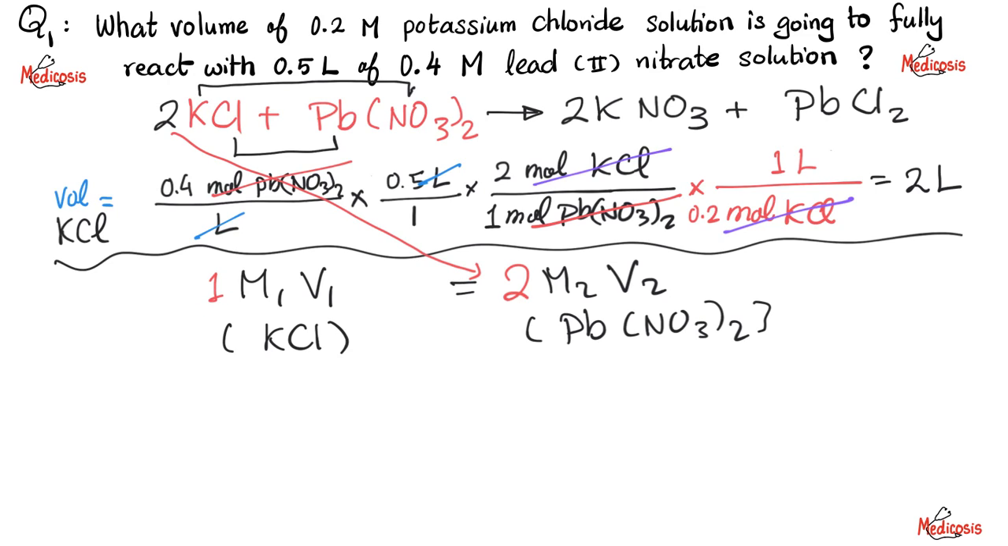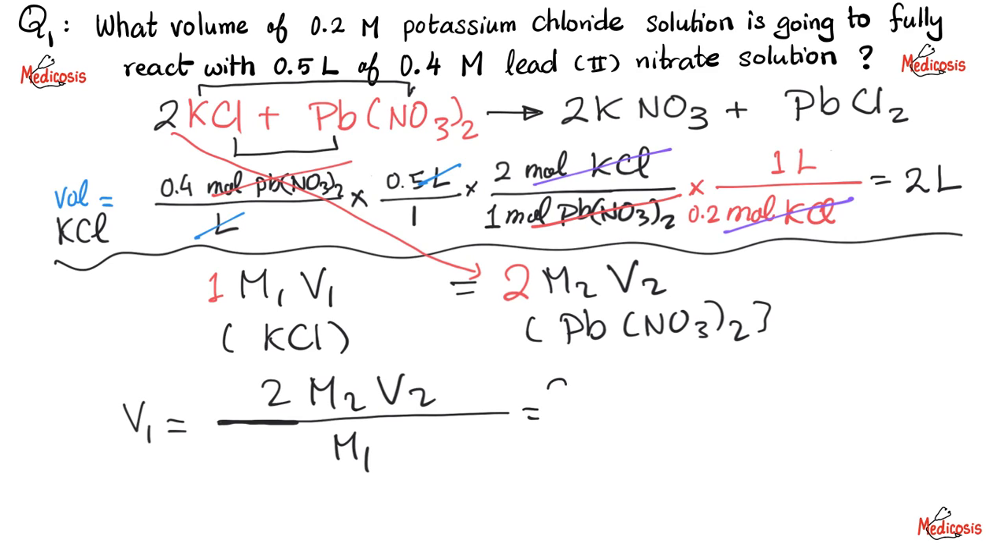Okay? And then what? We want the volume of potassium chloride. Potassium chloride is 1, so you want V1. This is the unknown, so therefore you say the following. V1 equals, by dividing both sides of the equation by M1, you get 2 M2V2 divided by M1.